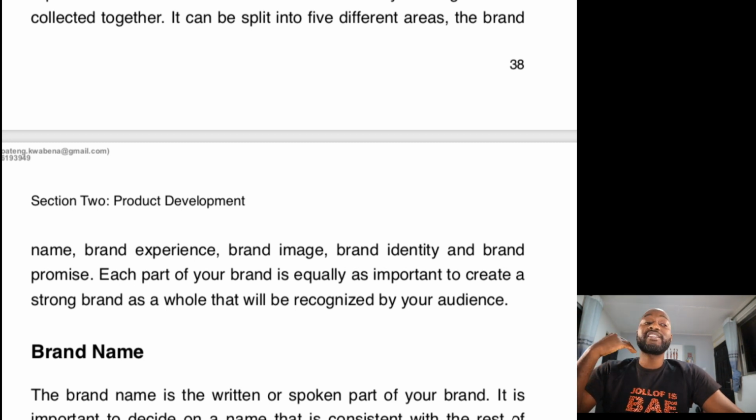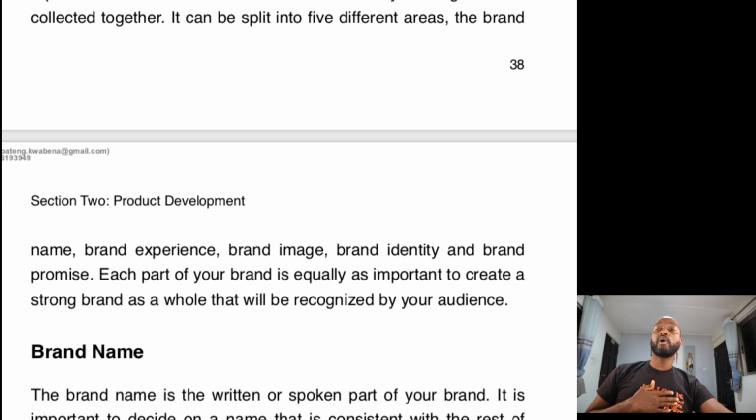What is a brand experience? If you buy a KOB product, how is it packaged? When you open it, what does it smell like? If you go into a particular shop, what does the shop smell like? How do the shop attendants connect with you?